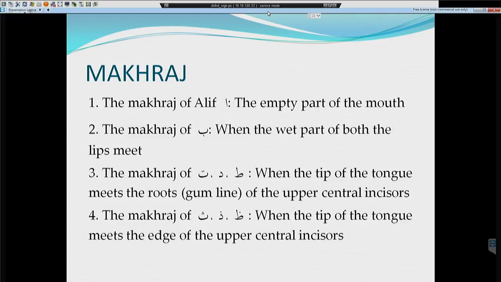Now what happens sometimes when we're reading the ta'awudh, when we say أَعُوذُ بِاللَّهِ مِنَ الشَّيْطَانِ الرَّجِيمِ, sometimes people say أَعُوذُ with a za sound. Now this is not the makhraj, there's a dhal over there. If you look at it, there's a dhal. And the makhraj of dhal is when the tip of the tongue touches the edge of the upper central incisors. Not za. Za has a separate makhraj. You can see the difference between za and dha. Very, very distinct letters.